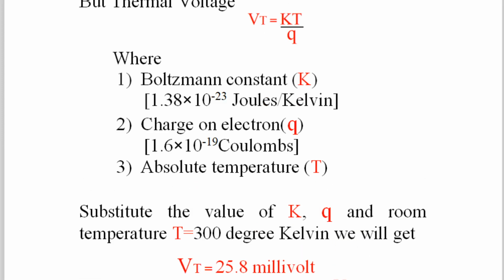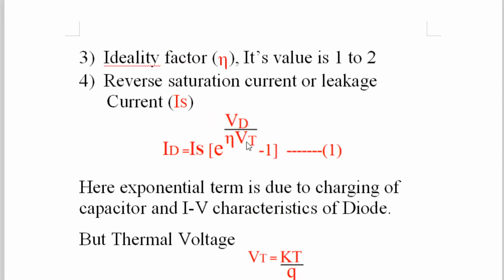25.8 millivolt. Millivolt means 10 raised to minus 3, so it will go there and become 10 raised to plus 3. So 1 divided by 25 something. In this way, if you substitute that value and whatever Vd it is, and suppose eta is equal to 1 or 2, for all applied voltages of Vd, 1 volt, 2 volt, 10 volt, e raised to that exponential term will become very, very large.